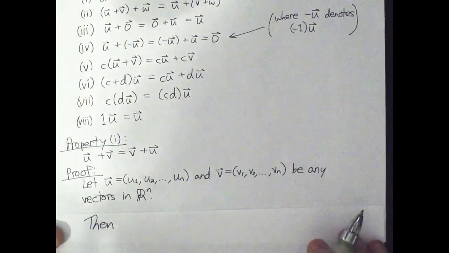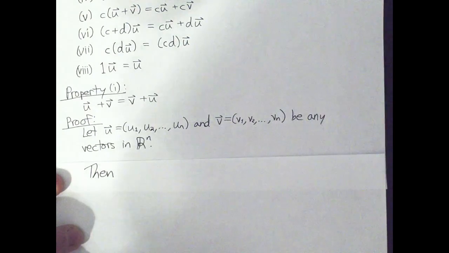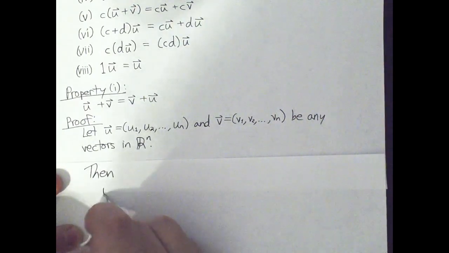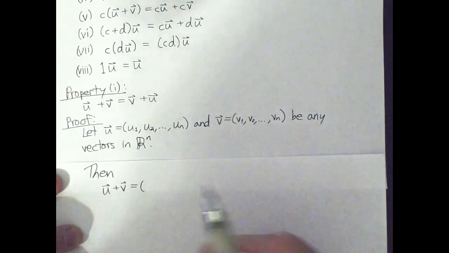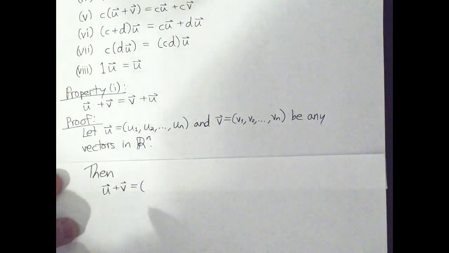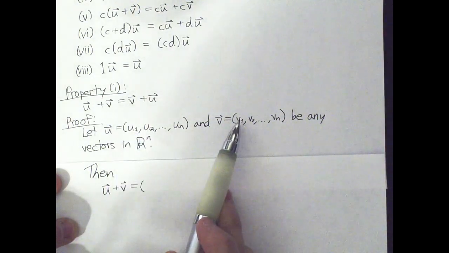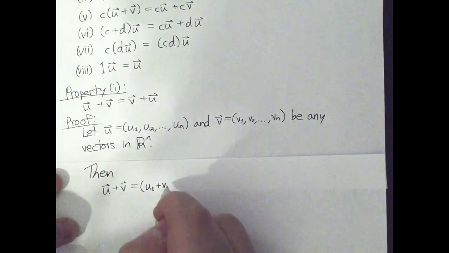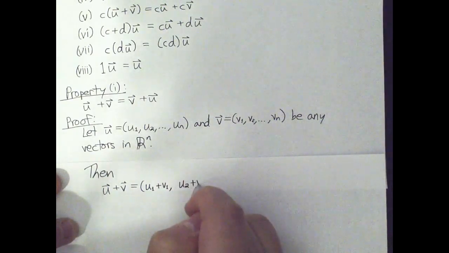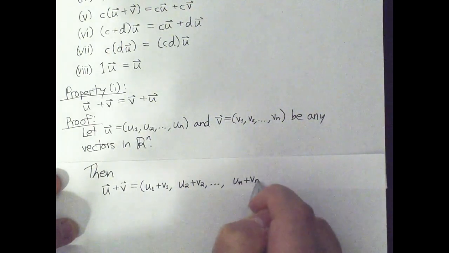Then, let's see what happens when we add them together. We want to show left-hand side equals right-hand side. Let's start with the left-hand side. u plus v is equal to... Earlier we said that when you add two vectors, you add the corresponding entries. So the first entry that we get here should be u1 plus v1, because that would be us adding the corresponding entries. So we get u1 plus v1, u2 plus v2, dot, dot, dot, all the way up to un plus vn.